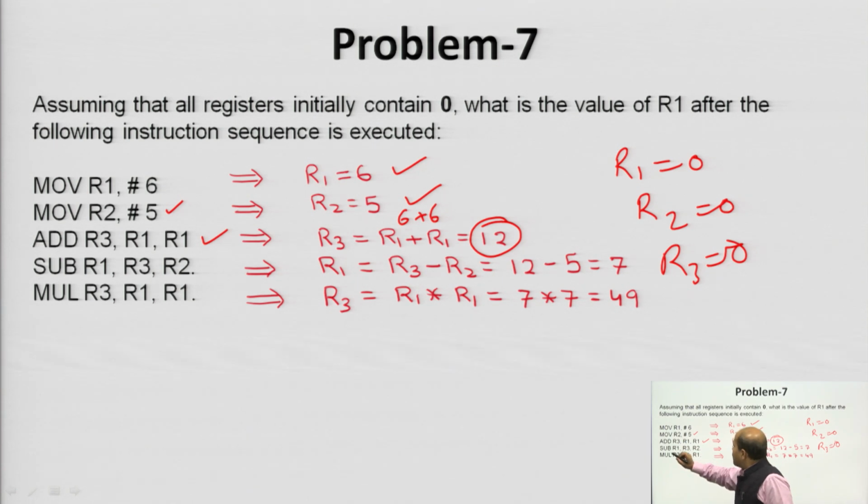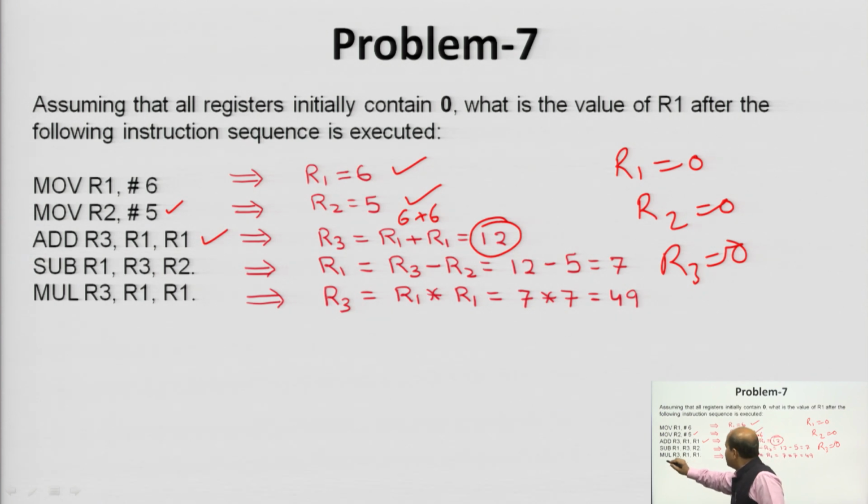In the next operation, R 1 equals R 3 minus R 2 is performed. So, what is the value of R 3? That is 12, and the value of R 2 is 5. So, 12 minus 5, that is 7.